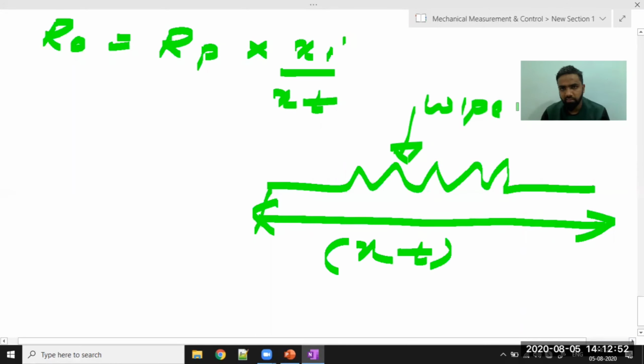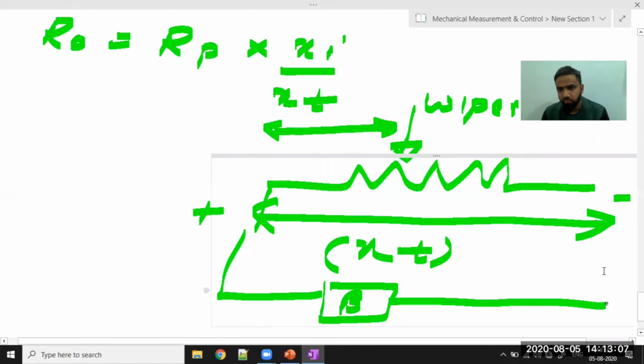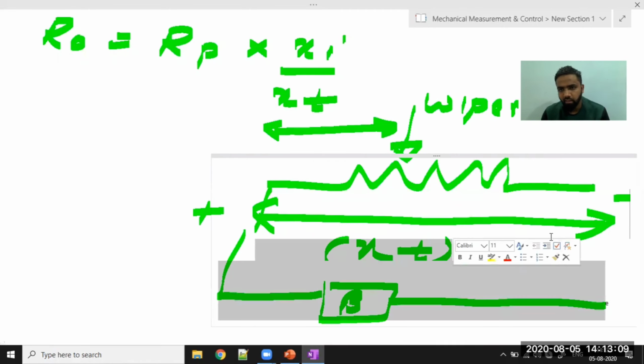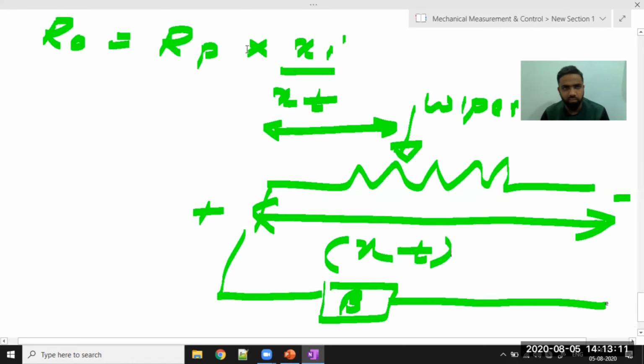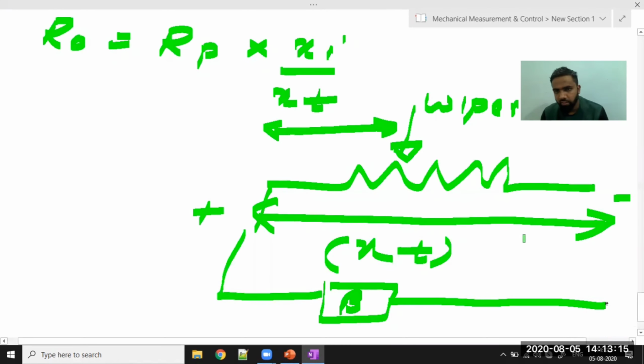If my wiper is at this position, then this length from the positive terminal, see, if this is the positive terminal, then this will be the negative terminal. This part will be connected to the positive terminal of the battery, and this part will be connected to the negative terminal of the battery. We all know that the battery has two terminals, positive and negative. So we will connect one part of the battery to the positive terminal.